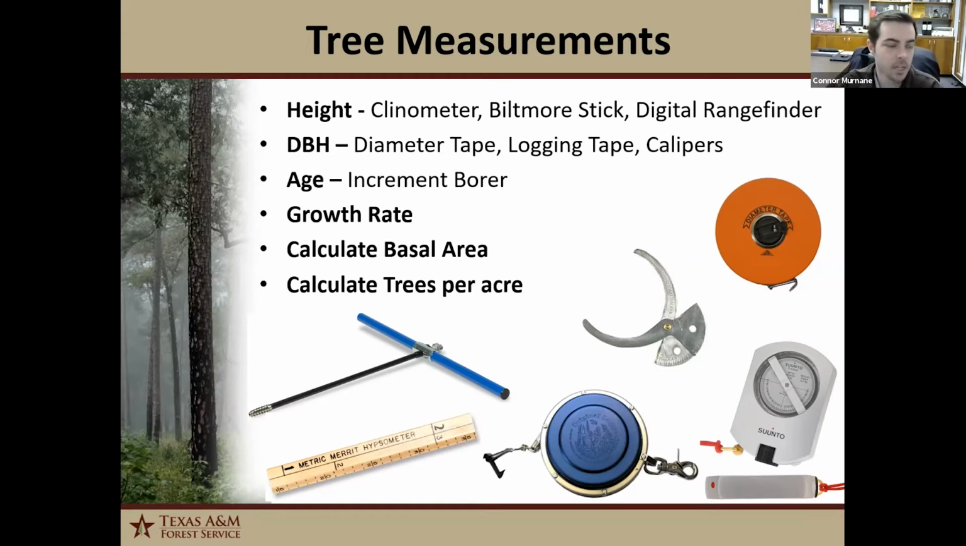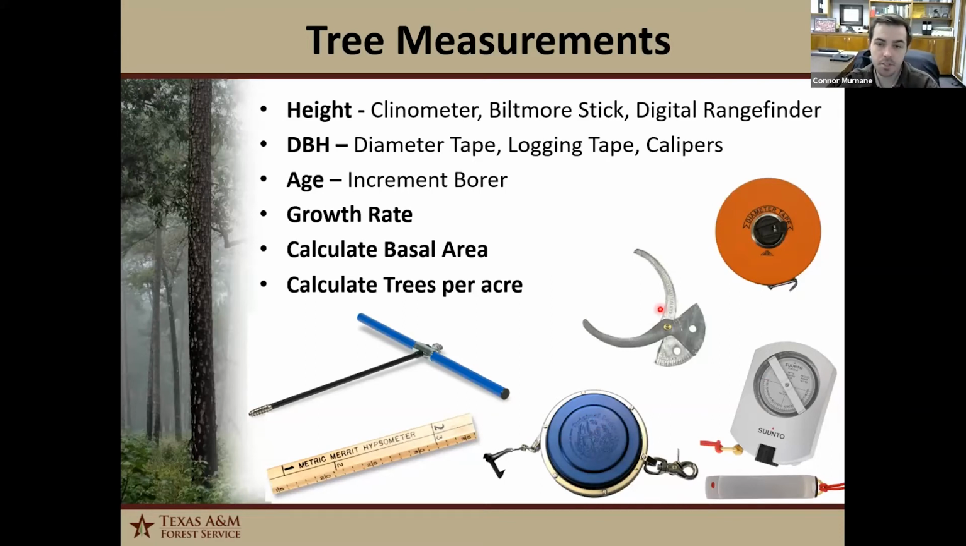Diameter at breast height, often is expressed as DBH. This is measured at 4.5 feet above the ground on the tree trunk itself. You can measure DBH through a diameter tape, or a logger's tape is what we call it sometimes. This will be your diameter tape here, or you can use a logger's tape, which has distance and also diameter on the other side. Or you can also use calipers like this tool here.